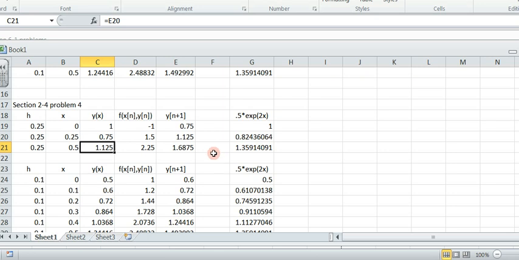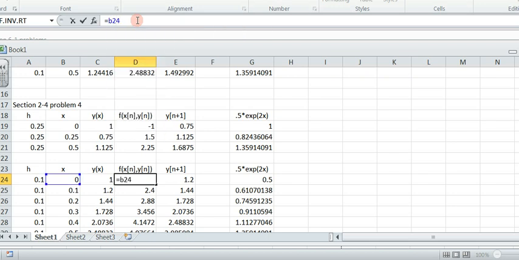And now we're going to do the same thing for the 0.1. So we'll get rid of that. Okay, this guy is not that. This guy is B24 minus C24.